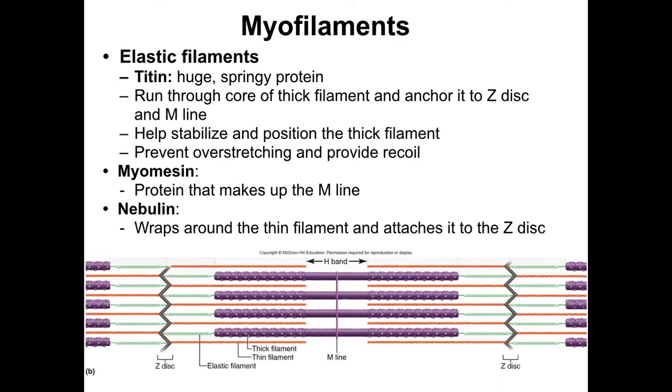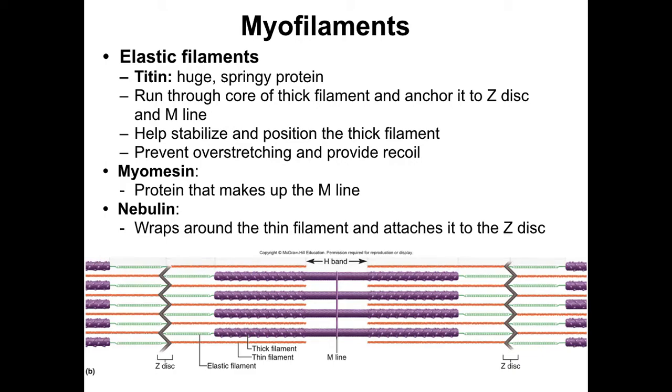There are a few other important proteins that make up this system as well. So we've already talked about a few of these other features. We've got the thin filaments, and we've got the thick filaments. Remember, thin filaments are made of actin. Thick filaments are made of myosin.